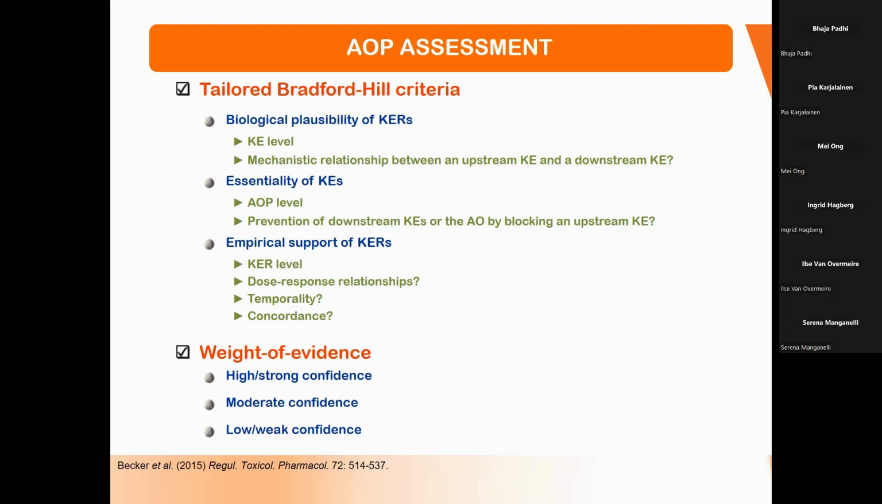So, you should consider throughout the tailored Bradford-Hill criteria assessment the different evidence in a weight of evidence kind of approach. Depending on the quantity, but also the quality, of course, of the evidence and the data that you have available, the confidence in one or more of these criteria can be strong, moderate, or low.